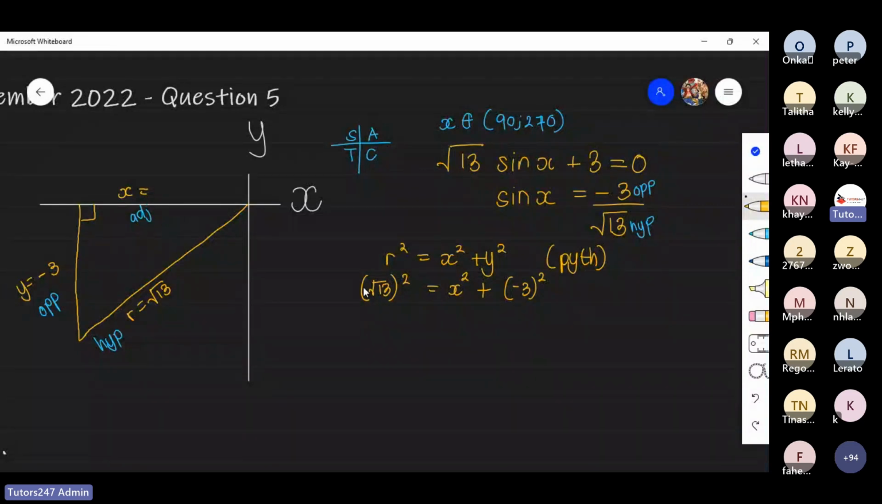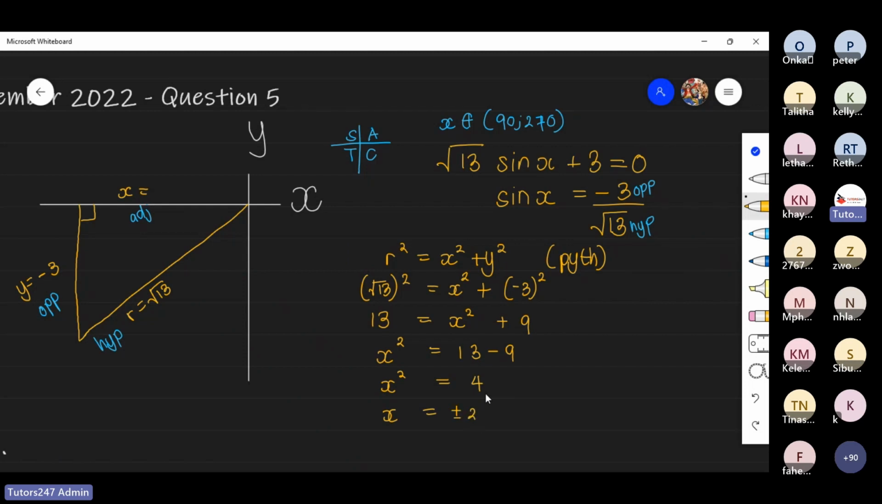So from here, we have the root of 13 squared. If you put that into your calculator, you'll end up with 13. This x squared is going to remain x squared because that is what we are trying to calculate. This -3 all squared, put that into your calculator with the brackets. That is then going to give you +9. From here, you can move everything to one side, giving you x squared equals 13 minus 9. And that is going to give you x squared equals 4. From here, square root both sides, you'll end up with x is equal to positive or -2.